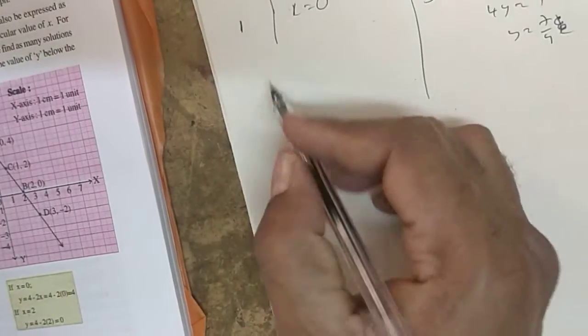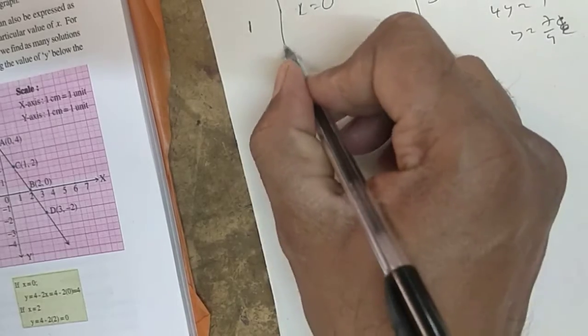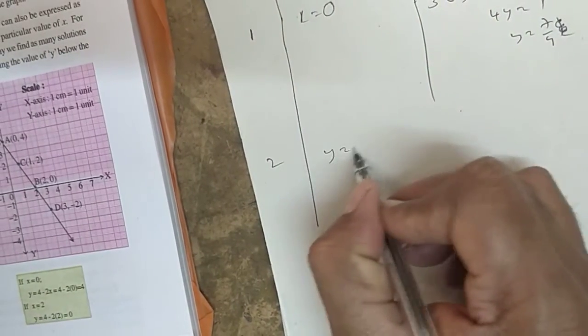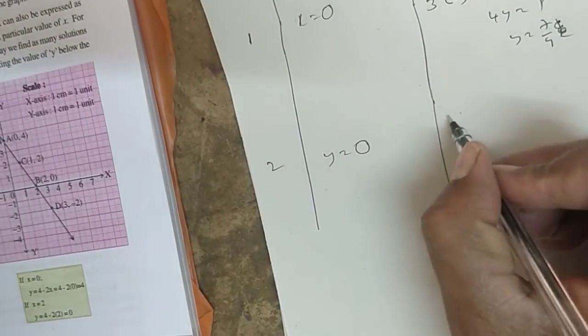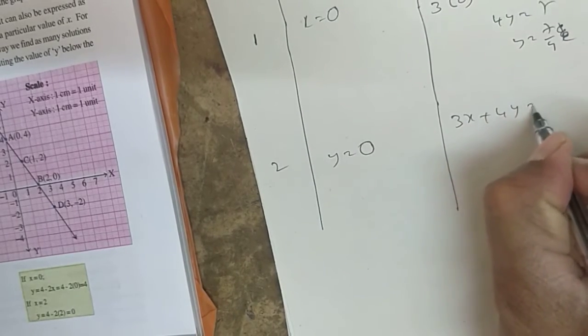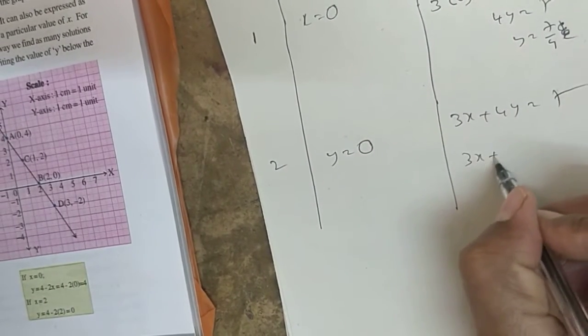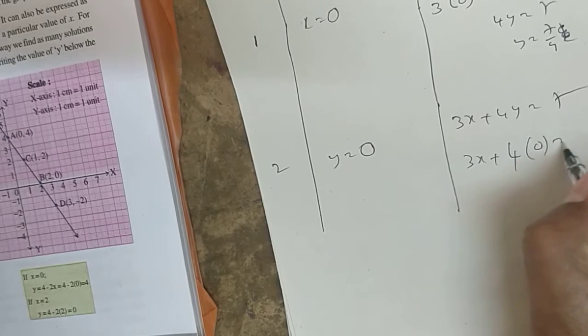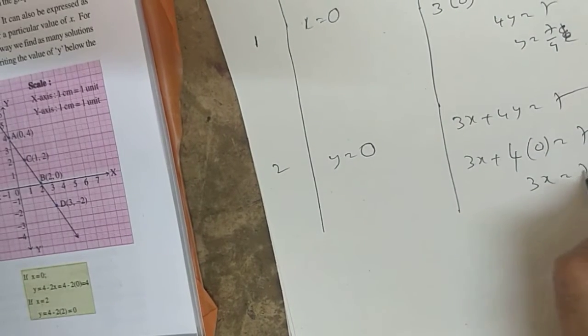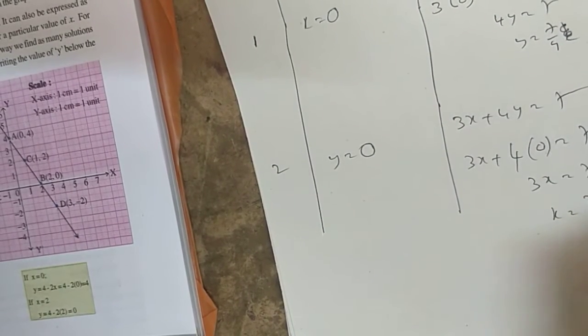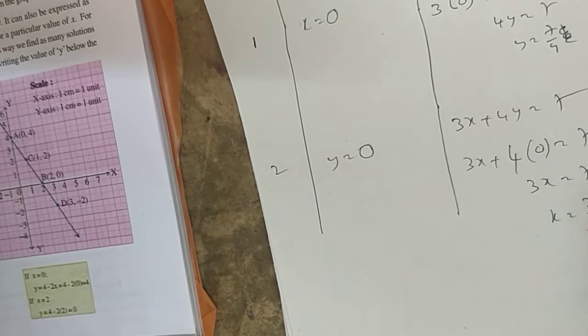For three different solutions, you can write serial number 2: y is equal to 0. In the equation 3x plus 4y is equal to 7, in place of y I am writing 0. So 3x is equal to 7, x is equal to 7 by 3. So I have to write 7 by 3 comma 0.